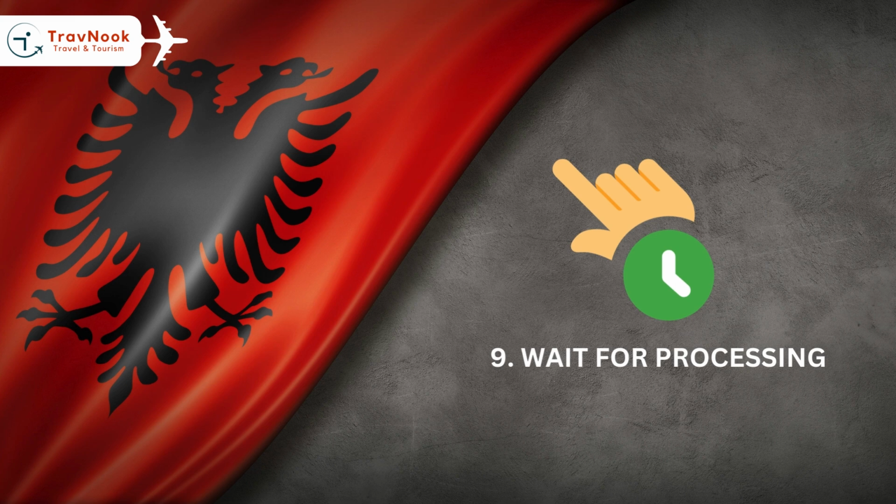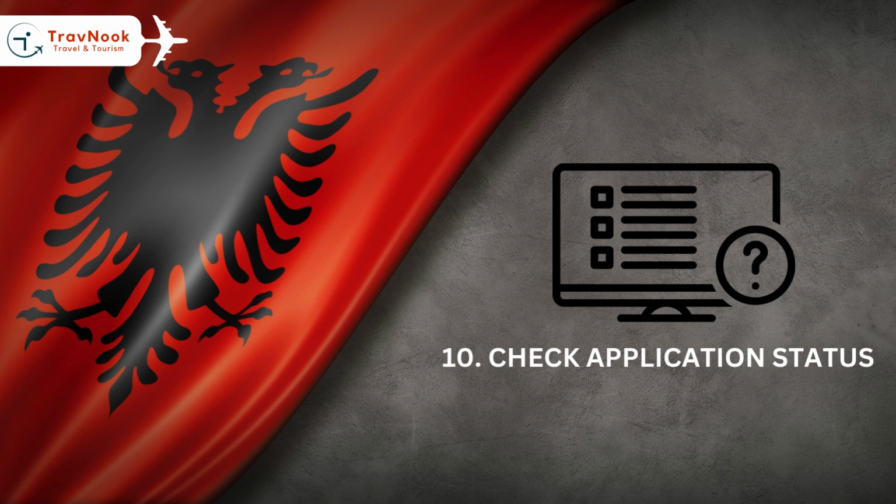9. Wait for processing. The processing time for an Albanian e-visa is typically a few days. It's advisable to apply well in advance of your planned travel date. 10. Check application status. Monitor the status of your application using the reference number provided. Check your email regularly for any updates.